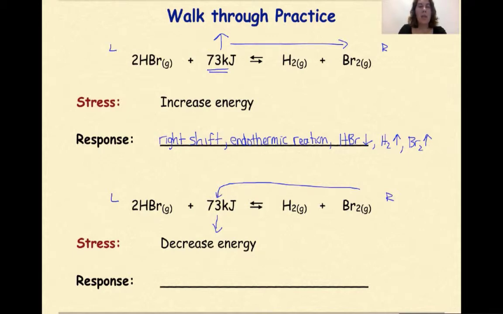In this case, this will be a left shift. Energy is released out into the environment from the system to the surroundings, so this is an exothermic reaction. And since we are shifting to favor the formation of reactants, my amount of HBr will increase, my H2 will decrease, and my Br2 will also decrease.